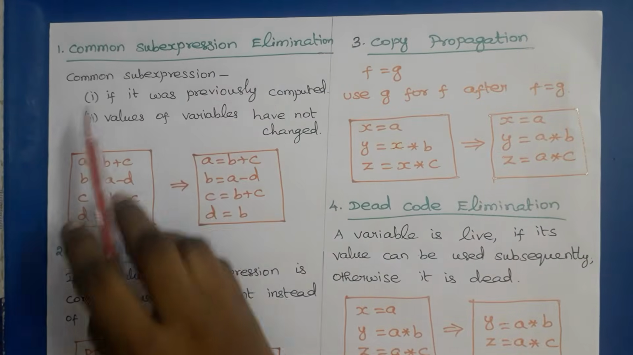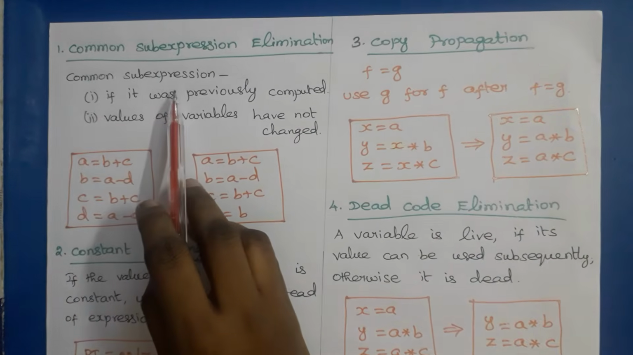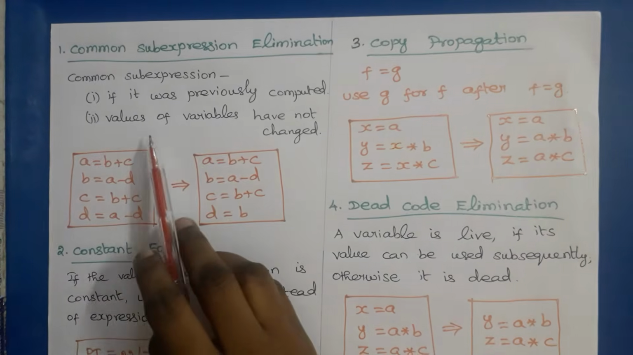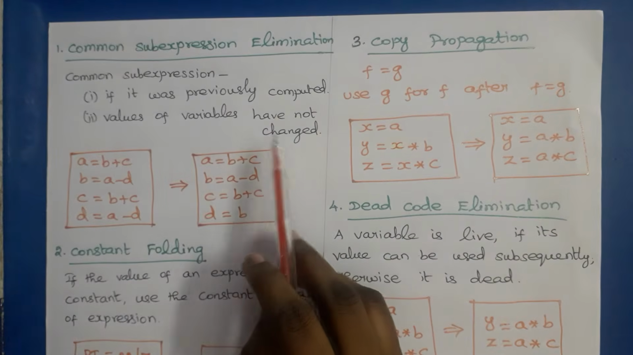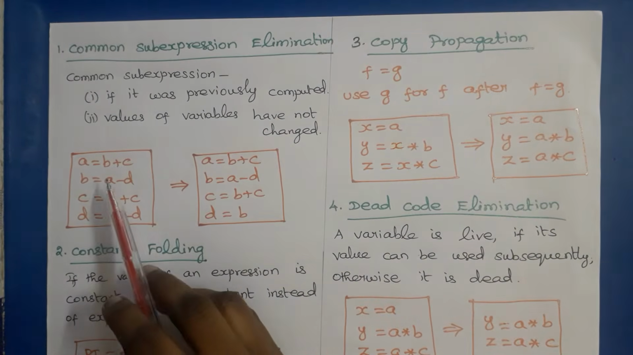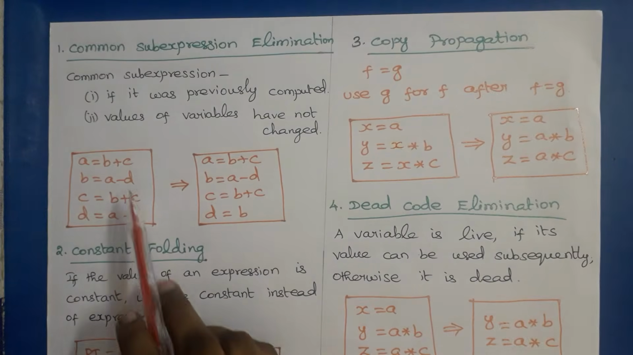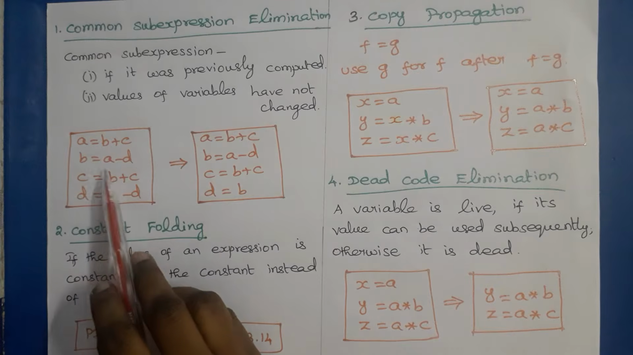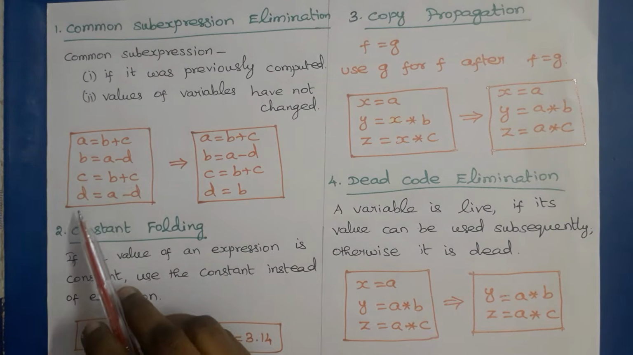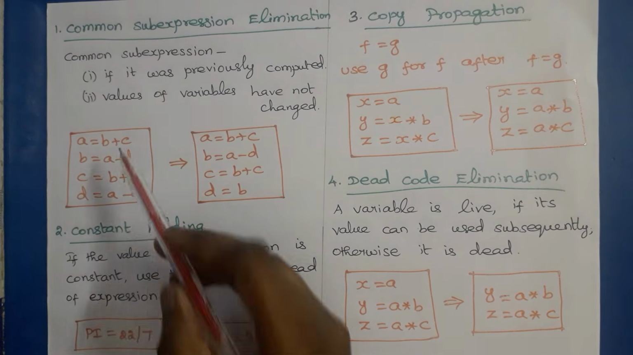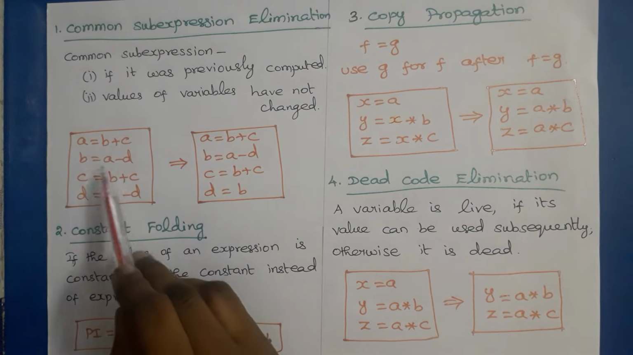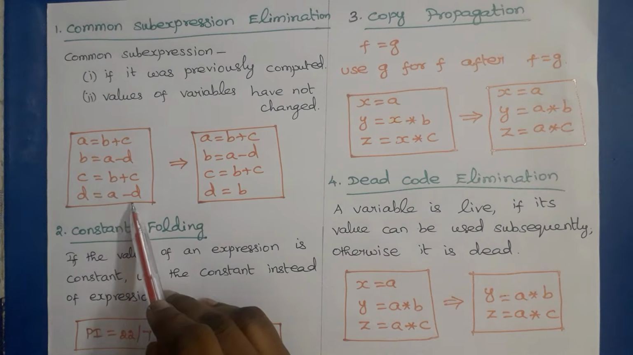So the first one is common sub-expression elimination. An expression is called a common sub-expression if it was previously computed and the values of variables have not changed from that computation. For example, consider this sequence of intermediate code: a equals b plus c, b equals a minus d, c equals b plus c, d equals a minus d. Here b plus c is computed 2 times, a minus d is also computed 2 times.